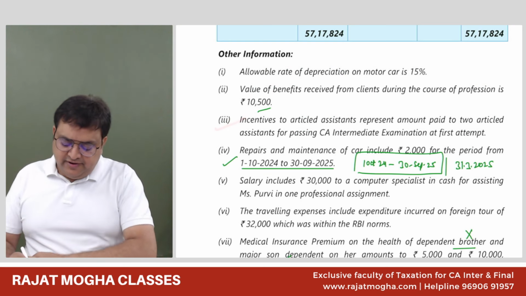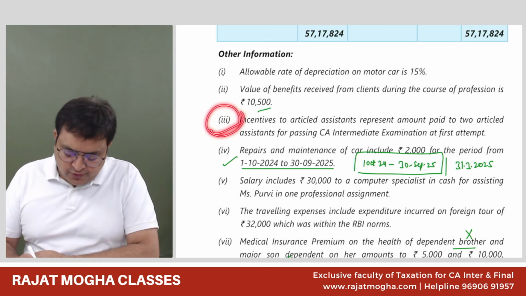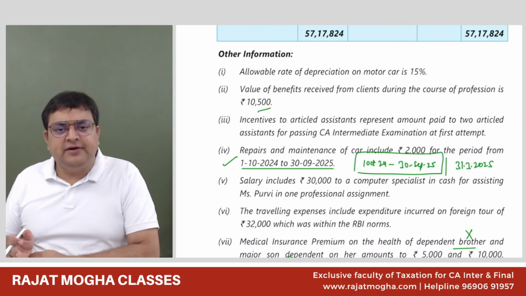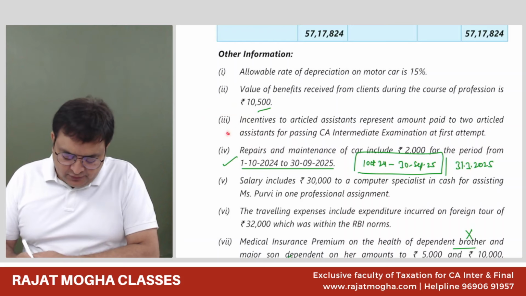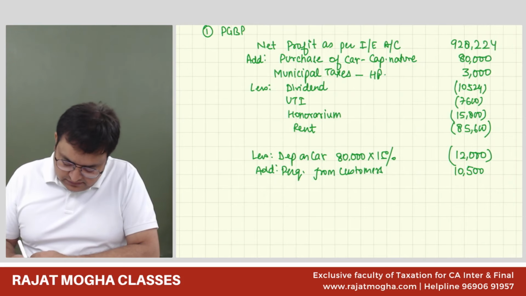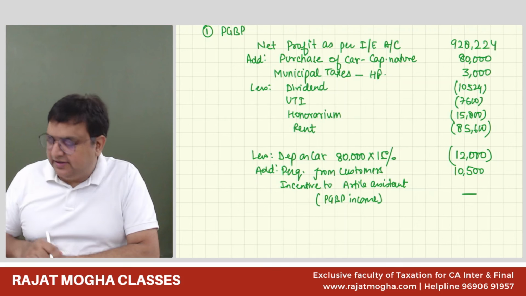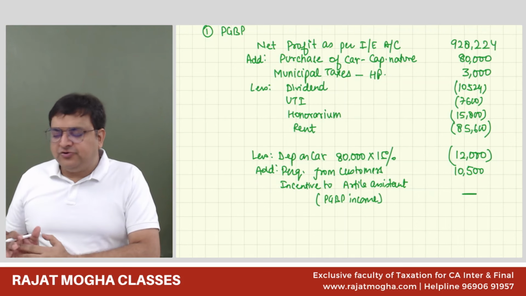Incentive to article clerk, we are okay. If you want to show it as a note, or rather it would be a good idea not to make a separate note, just show it right here. So I'll write incentive to article assistant, it's a PGBP income. I will tell the examiner it's a PGBP income. That is the reason I'm not doing anything. That's it. So I have shown it right here.